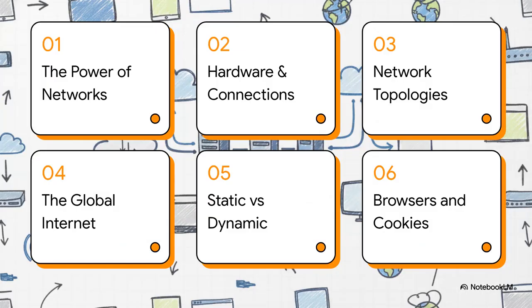Here's our roadmap for today. First, the power of networks. Second, hardware, connecting the dots. Third, topologies, shaping the network. Fourth, the global internet. Fifth, static versus dynamic pages. And finally, number 6, browsers and cookies.